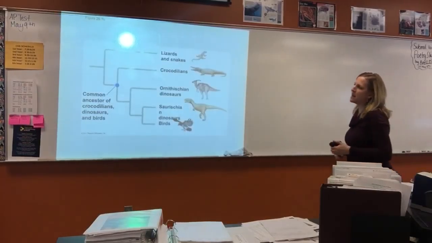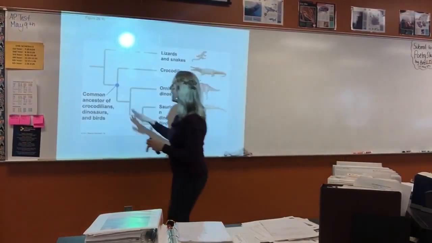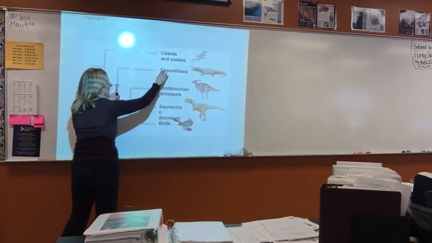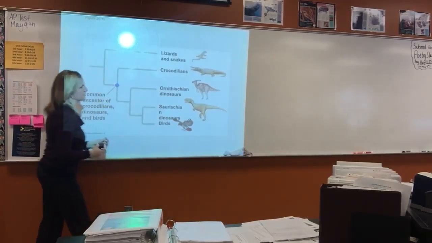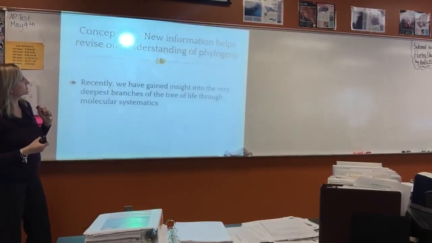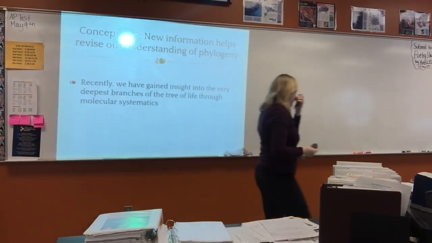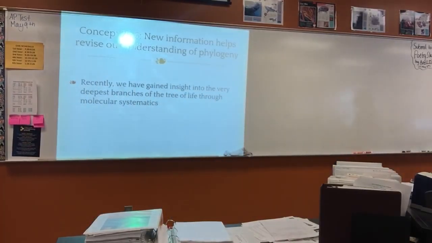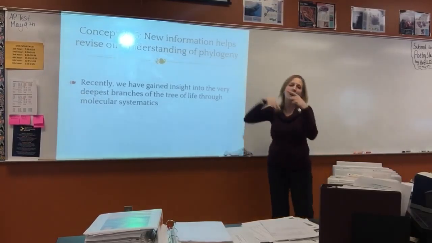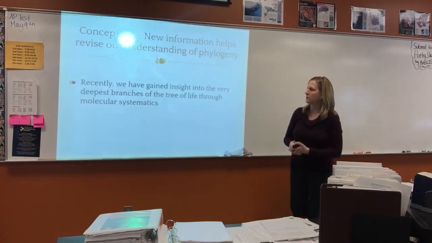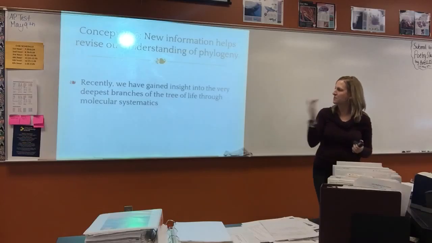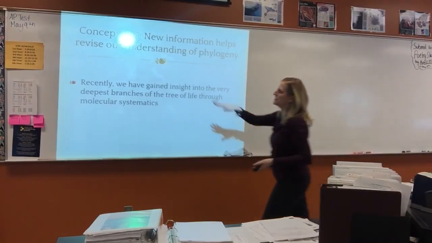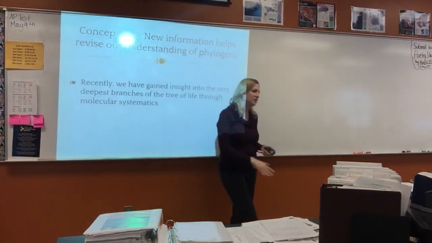All right, so this is a linear tree to show common ancestry of, we just talked about the crocodiles and the birds, all right, so having a common ancestor, but we also see the dinosaurs. And so as we find new information, it changes the shape of our trees. So we can revise our understanding of phylogeny and how organisms are related, and what this tree of life looks like. So recently we've gained insight into the very deepest branches through molecular systematics. This is analyzing DNA and molecules.